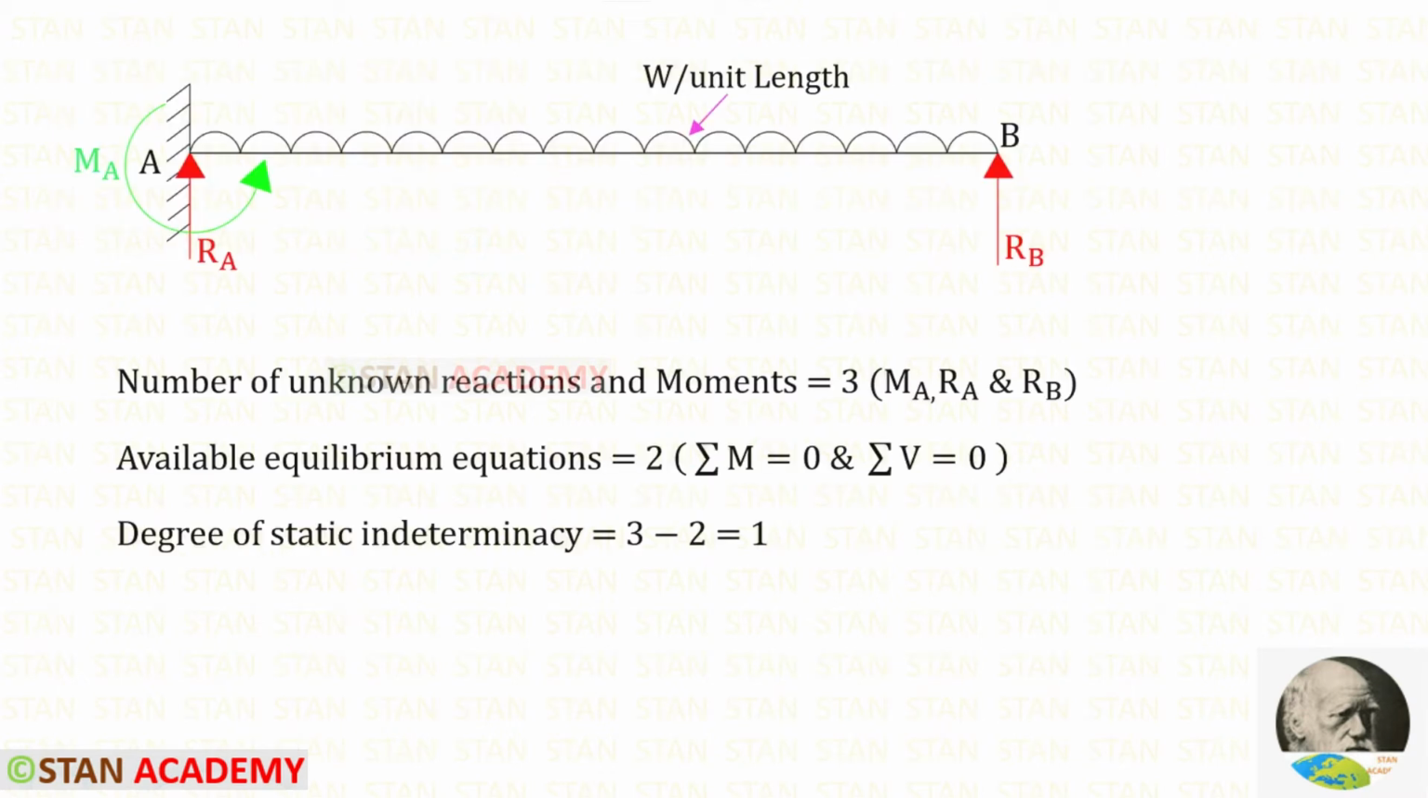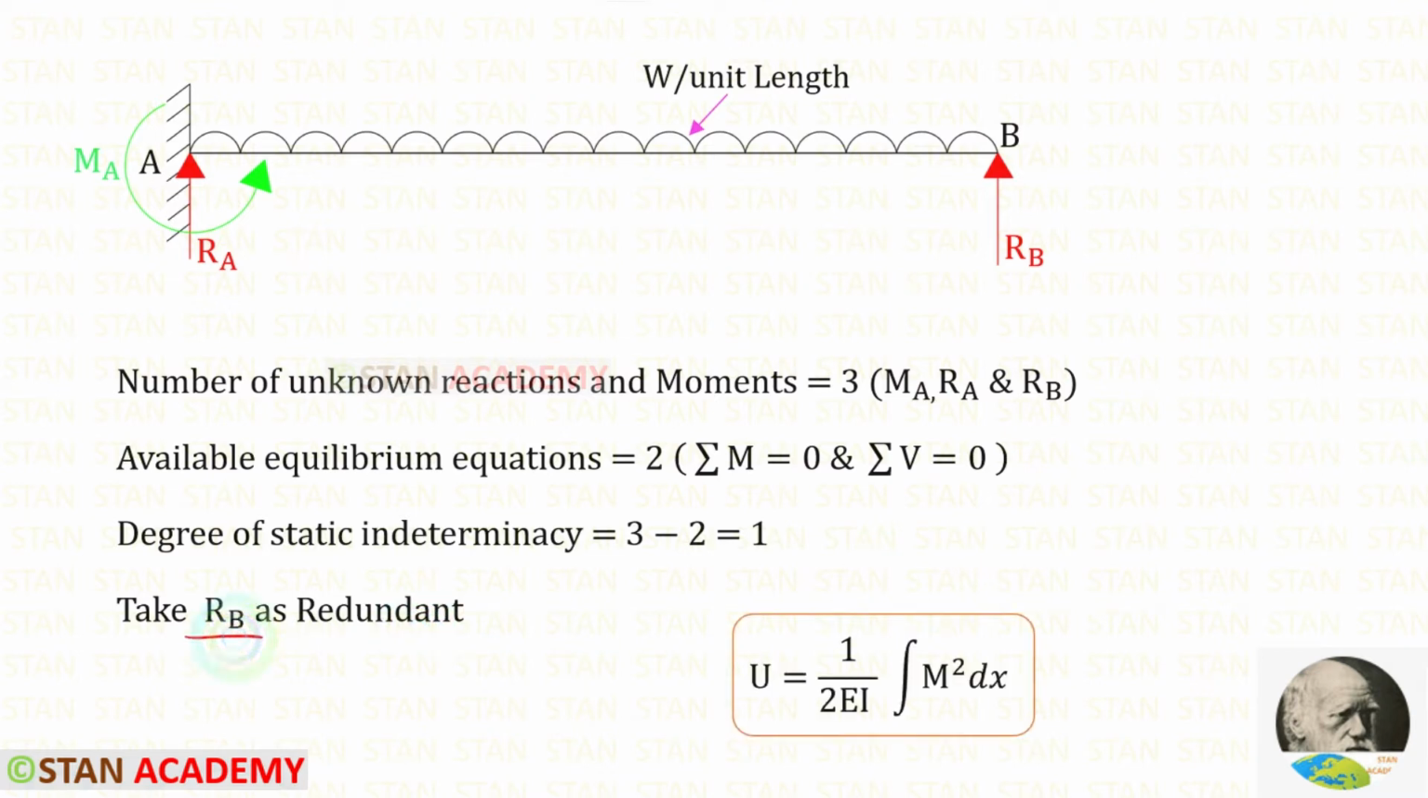Now let us find the degree of static indeterminacy. In this beam, the number of unknown reactions and moments are 3. They are MA, RA and RB. The available equilibrium equations are 2. The degree of static indeterminacy is equal to 3 minus 2. We will get 1. Let us keep RB as redundant.